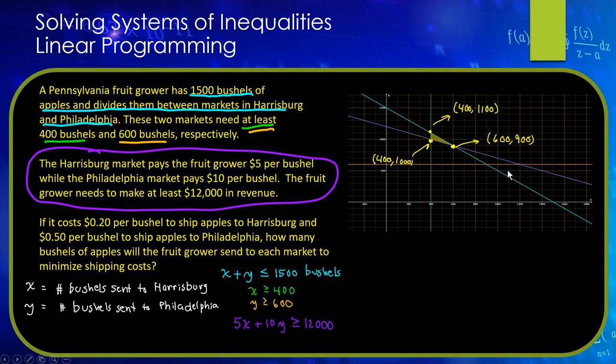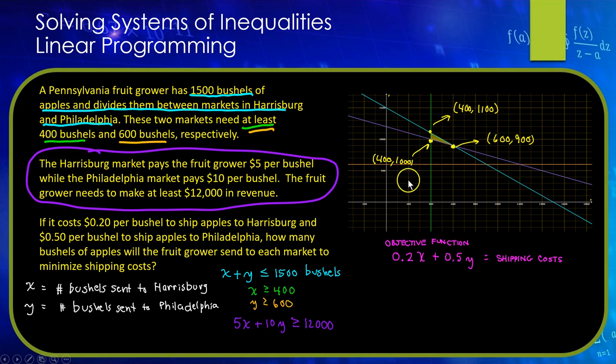Some of them you can handle with a degree of logic. For instance, if the amount to Harrisburg is the same at 400 for these two, then obviously it's going to cost less to ship 1,000 to Philadelphia than 1,100. So you can almost eliminate this one without testing it. Here's my shipping cost objective function: 0.2x plus 0.5y, 20 cents per bushel to ship apples to Harrisburg, 50 cents per bushel for Philadelphia. So it's down to these two that I'm really looking at.